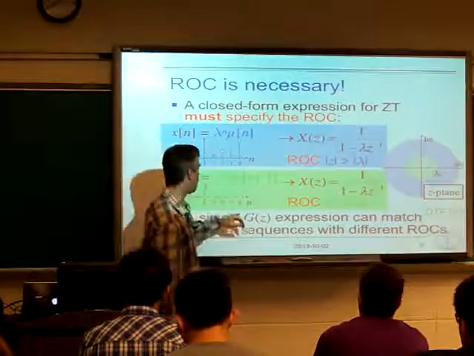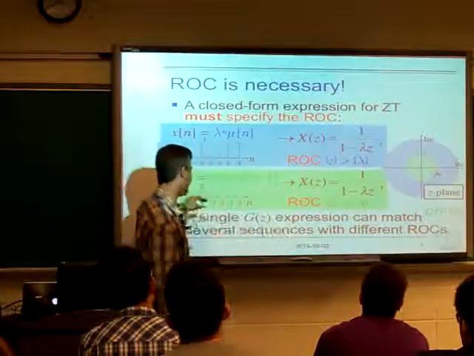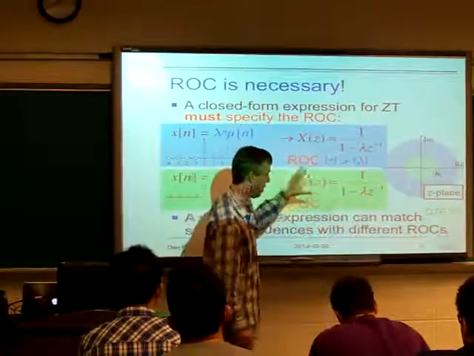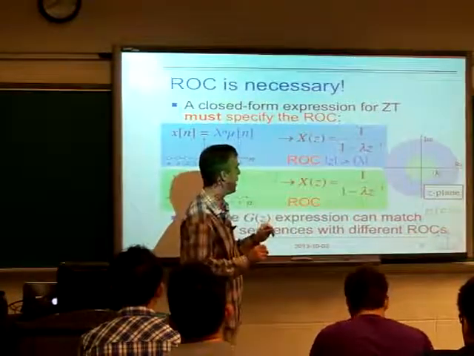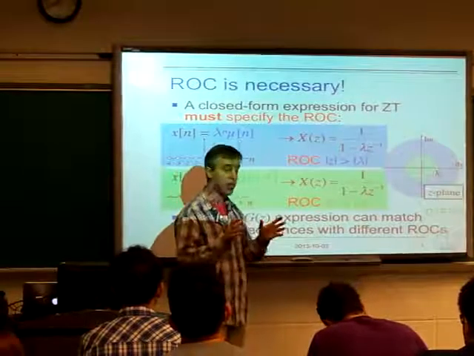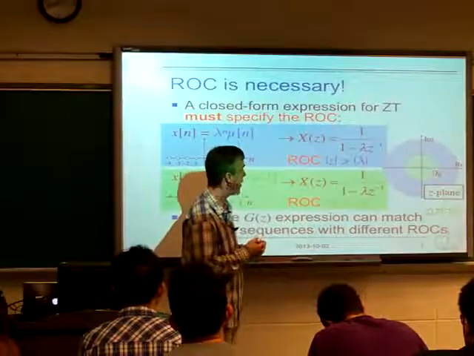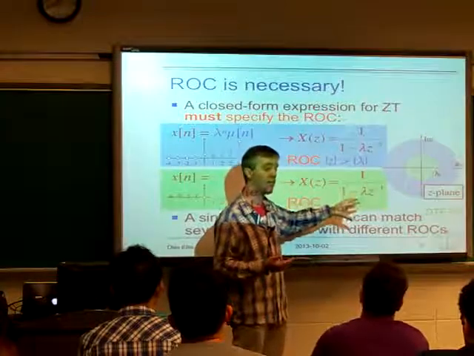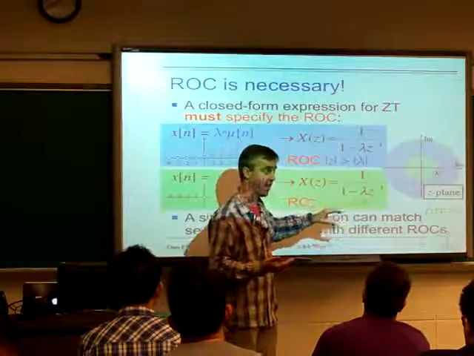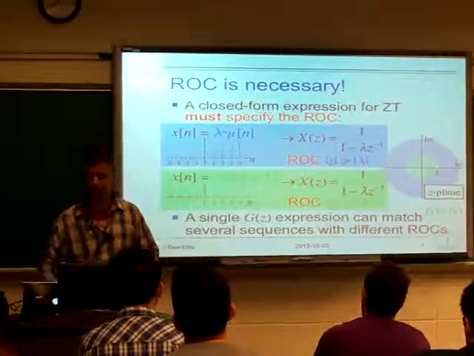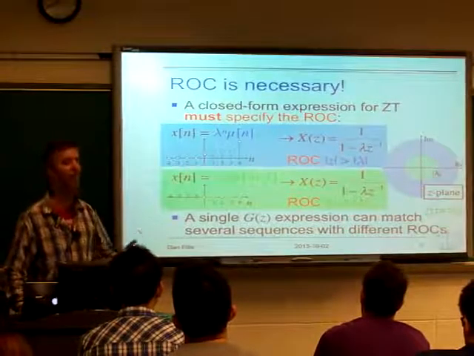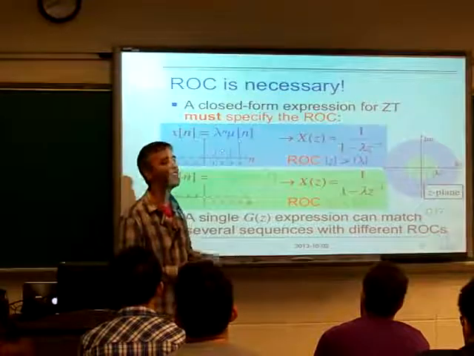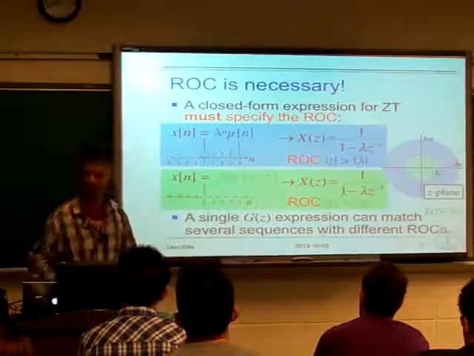But here's the point. A single G of Z closed form expression can match multiple sequences depending on which region of convergence you specify. That's what this has shown, and I think we've gotten the idea now. By extension, if someone is trying to define a Z transform, they can say, I've got this nice closed form expression for its values, but they need to specify for which values of Z it's valid, else they haven't given you enough information to figure out what the Z transform is. That's a classic way of taking points off people in a test. If you're asked to take the Z transform of a function and you don't specify the region of convergence, then you haven't fully done your job.